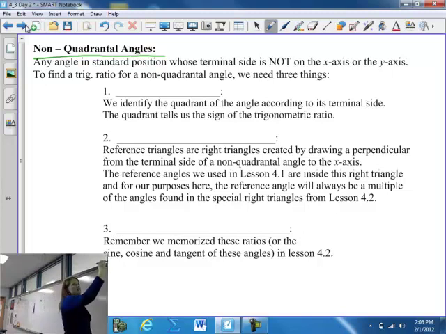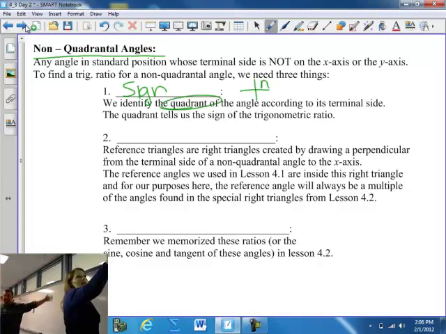Now, we need 3 pieces. I said we're going to put all these pieces together. The first thing we need to know is the sign. What tells us the sign? The quadrant of where we land. We talked about this last class. It was our little mnemonic, ASTC. All students take the classes, ants steal the cookies.